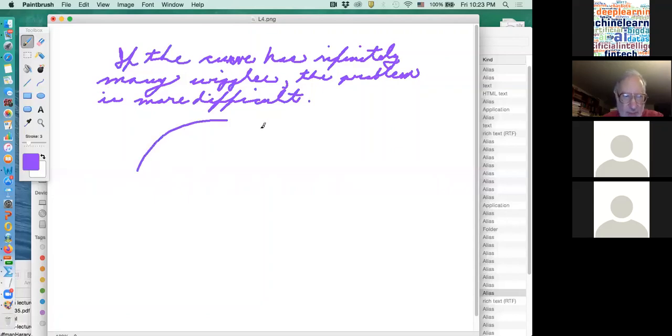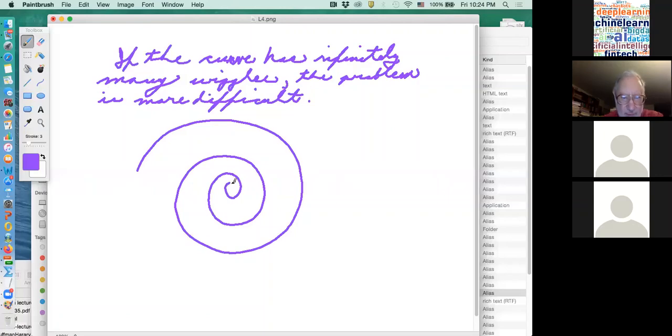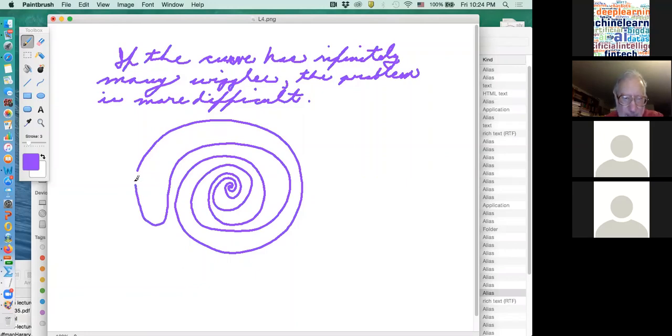For example, I could spiral in forever to a limit point and then spiral back out. Now, that's not so bad. It's only got one bad point down there. But that means that if I were to take, if I'm not careful, and I were to choose a point and a line, that line could intersect the curve in infinitely many points, right?